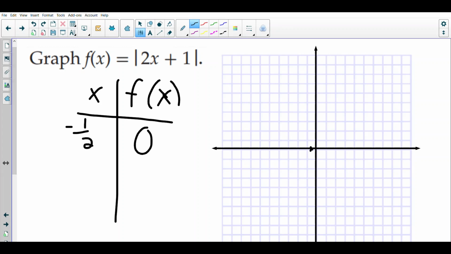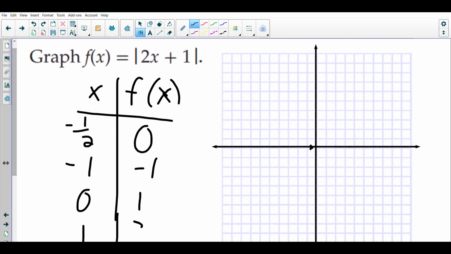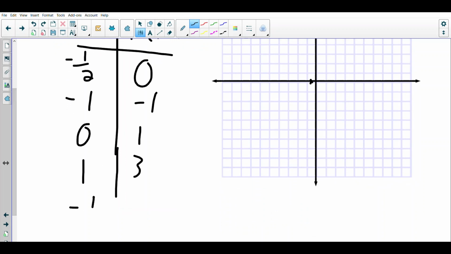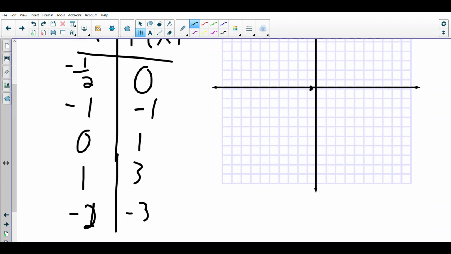And then I'm just going to go from the left. I'm going to start at negative 1. If I plug in negative 1, I get negative 1. If I plug in 0, I get positive 1. If I plug in 1, I will get 3. If I plug in negative 2, I will get negative 3. So now we just plot our points right there. Then I get 0, 1. And then I get 1, 3. And then I get negative 2, 3.